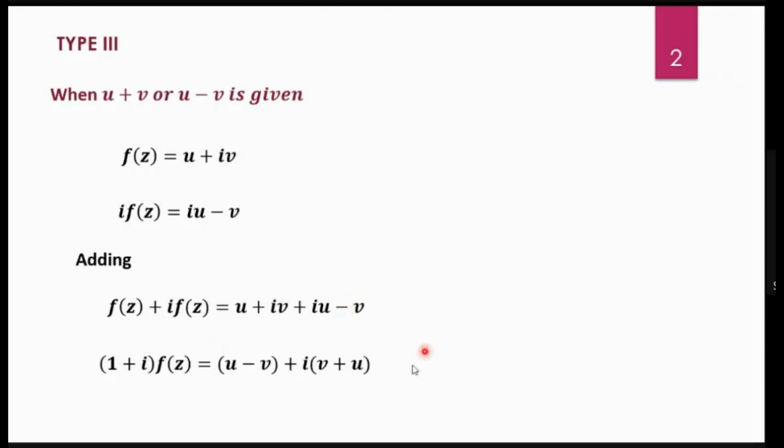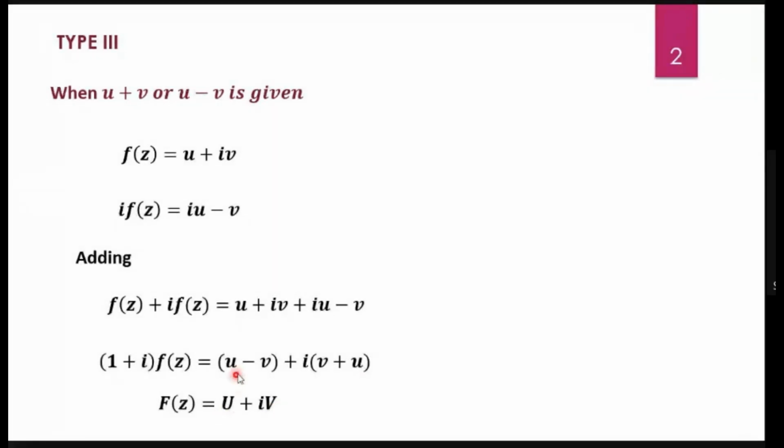Now on the right hand side, you have a real part and imaginary part, so combining the real parts and imaginary parts. The real part is u minus v and the imaginary part is u plus v, or v plus u. So we start with f of z, calculate i into f of z, add both, and then take the common term f of z on the left hand side, collecting the real and imaginary parts. Now we will denote the left hand side by capital F of z, u minus v as capital U, and u plus v as capital V.